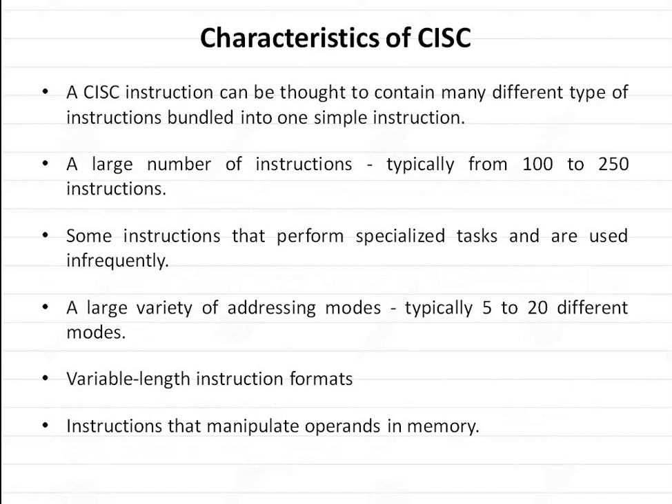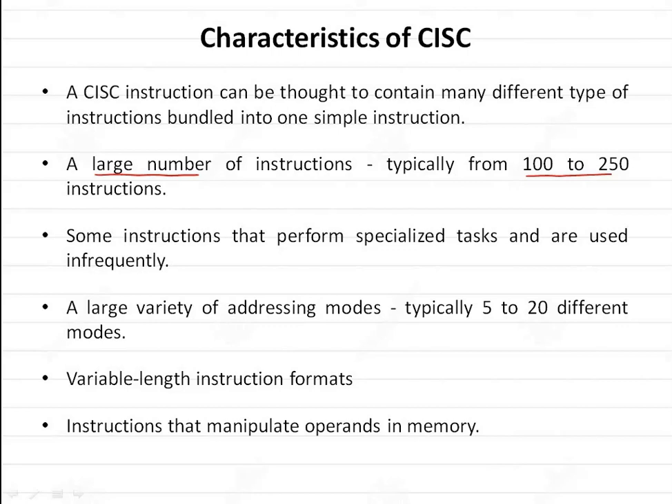So let us see what the characteristics of the CISC computer are. The first characteristic is that CISC instructions can be thought of as many different types of instructions bundled in a single instruction. So basically a CISC instruction is much more complex, and we can assume that one CISC instruction internally contains a combination of different types of instructions. Then the second characteristic is that most CISC based processors consist of a large number of instructions. For example, these instructions could range from 100 to 250 instructions.